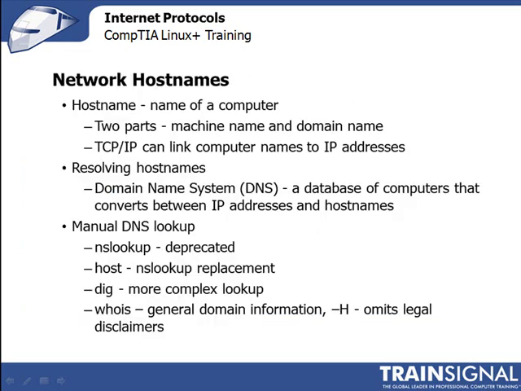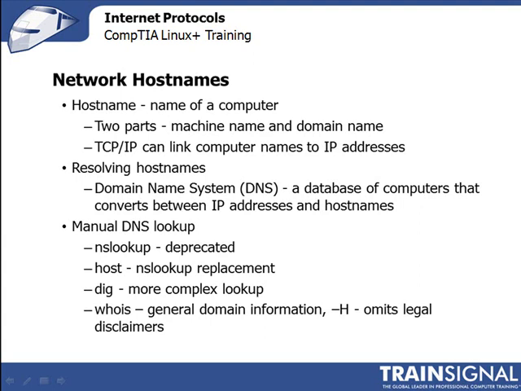The last, but certainly not the least important address on the network is the host name. This is simply the name of a computer and has two parts, the machine name and the domain name. And TCP/IP can link computer names to their IP addresses. Domains represent a collection of computers, and at the top you have .com or perhaps .edu. And then there are organizations under that, for example like linux.com, and there can be further subdomains below that. Domain name system, or DNS, is used to resolve or convert between IP addresses and their host names.